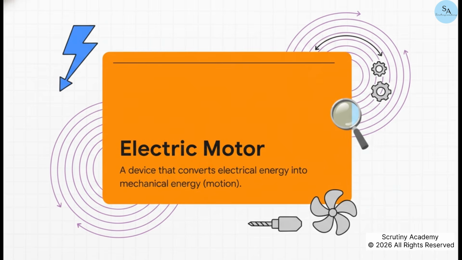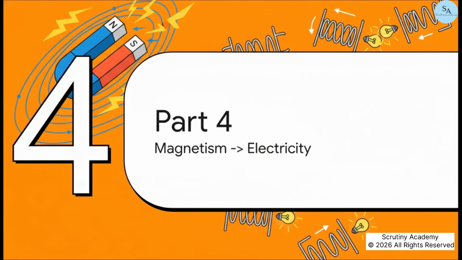This amazing gadget uses that exact magnetic force on a coil of wire to turn electrical energy into useful mechanical energy, the spinning motion that drives everything from a blender to an electric car. All right, let's flip the script. Time to head to the other side of our two-way street. We've used electricity to make magnets and motion, but what about the other way around? How can we use magnetism to create electricity?